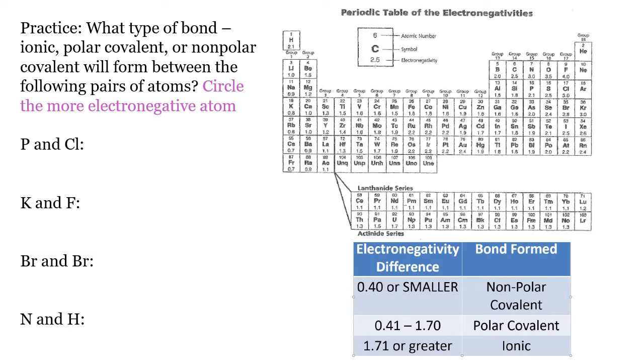We're going to practice figuring out what type of bond would form between atoms with these 4 examples, and then we're going to circle the more electronegative atom. So let's get started.